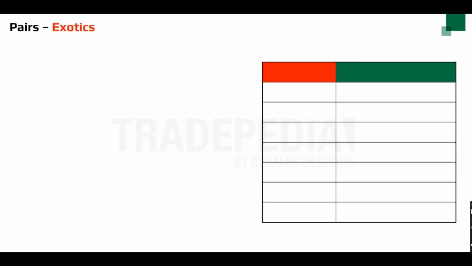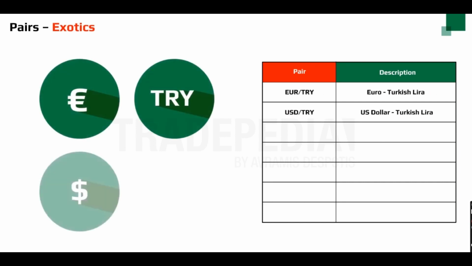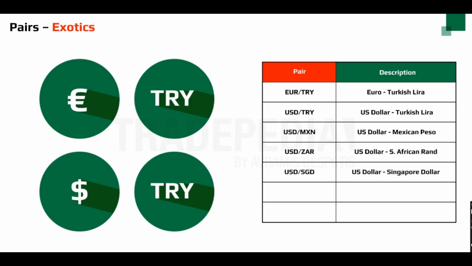Currency pairs with at least one currency being the currency of an emerging economy are called exotics. Some of them are euro against the Turkish lira, US dollar against the Turkish lira, US dollar against the Mexican peso, US dollar against the South African rand, US dollar against the Singapore dollar, US dollar against the Danish krone, US dollar against the Hong Kong dollar.